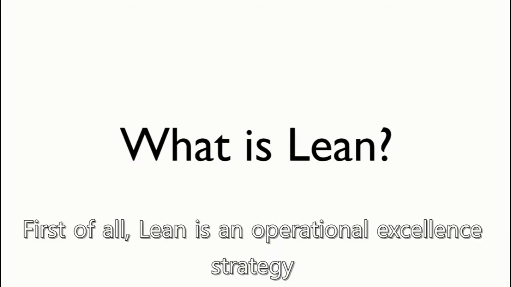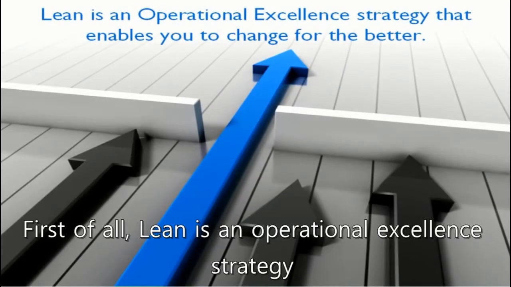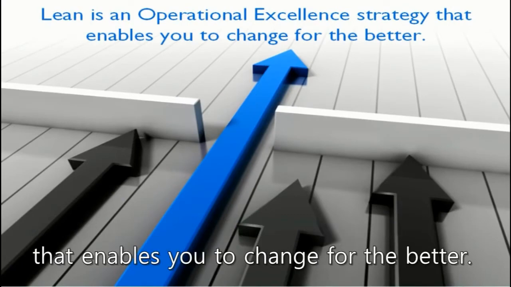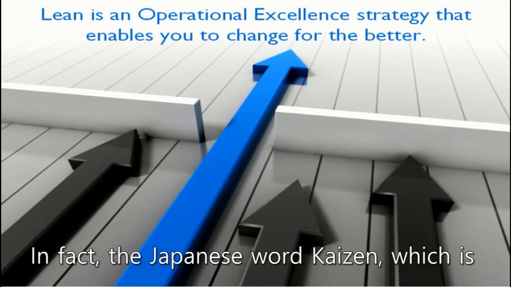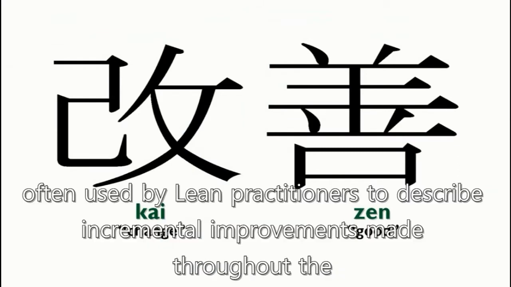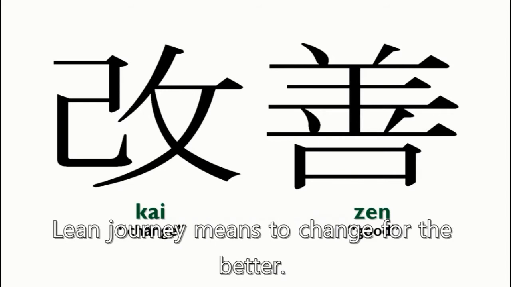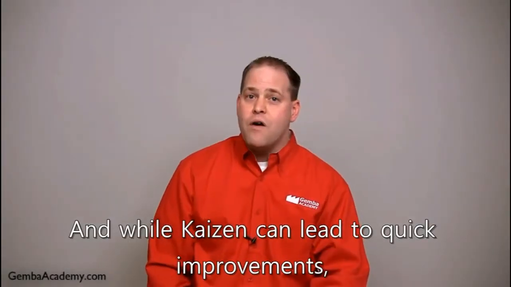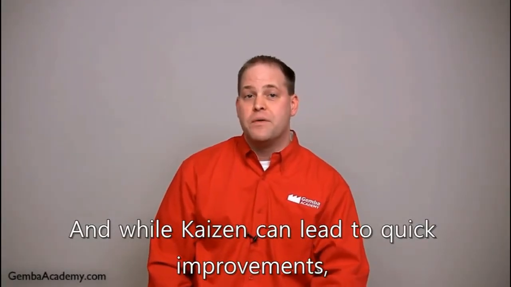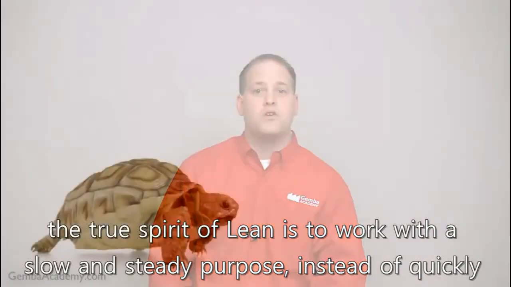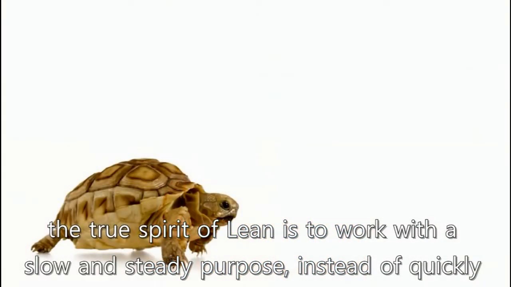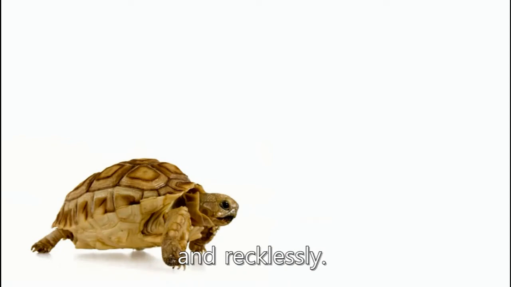First of all, Lean is an operational excellence strategy that enables you to change for the better. In fact, the Japanese word Kaizen, which is often used by Lean practitioners to describe the incremental improvements made throughout the Lean journey, means to change for the better. And while Kaizen can lead to quick improvements, the true spirit of Lean is to work with a slow and steady purpose instead of quickly and recklessly.